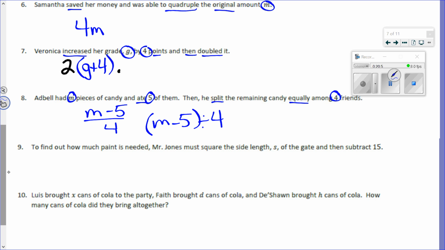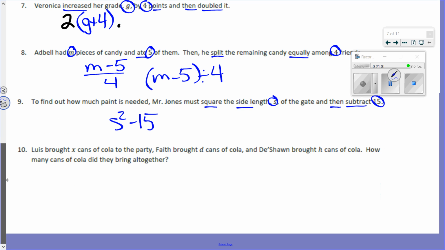Find out how much paint is needed. Mr. Jones must square the side length S of the gate and then subtract 15. S squared, and then I subtract 15. Luis brought X cans of cola. Faith brought D cans, and Deshaun brought H. How many cans? X plus D plus H. Pretty straightforward, right? Any questions on any of these?